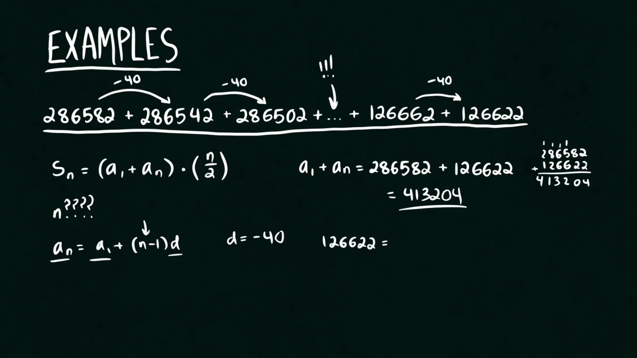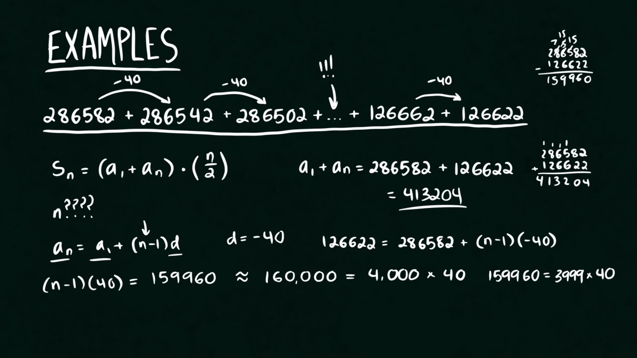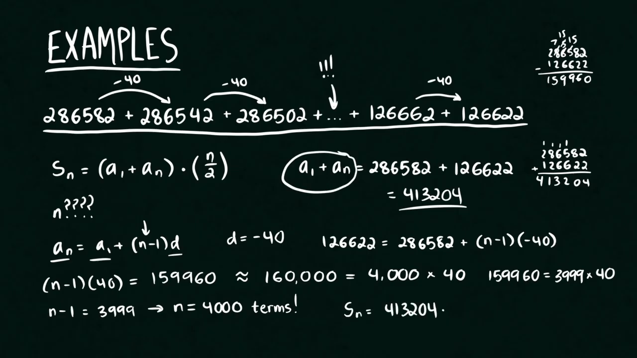If we do a little rearranging, we can find that n minus 1 times positive 40 is equal to 159,960. Now, I do not want to divide that number by 40, but that number looks awfully close to 160,000, which I know is 4,000 times 40. In fact, it's only 40 less than that number. So that big number is 3,999 times 40, meaning that n minus 1 is simply 3,999, making n 4,000 terms. So now we have everything we need. We can take that big sum that we found earlier and multiply it by 4,000 over 2, which is 2,000, and we're going to get that big number, which I am not going to say, but you get the point.